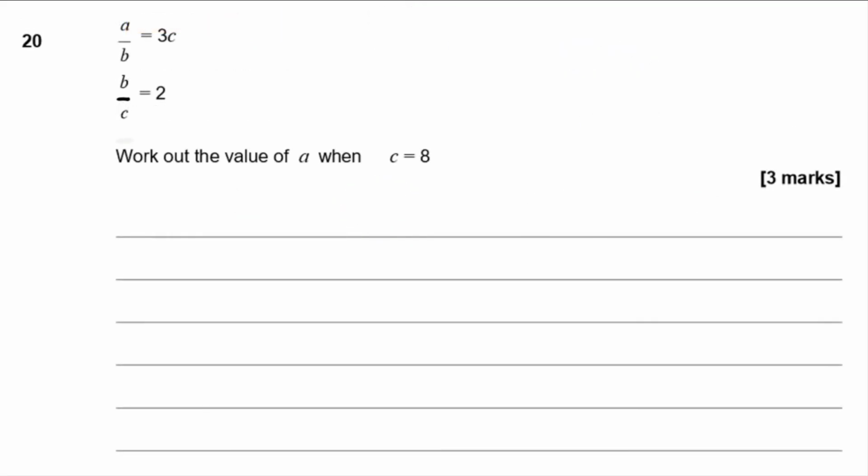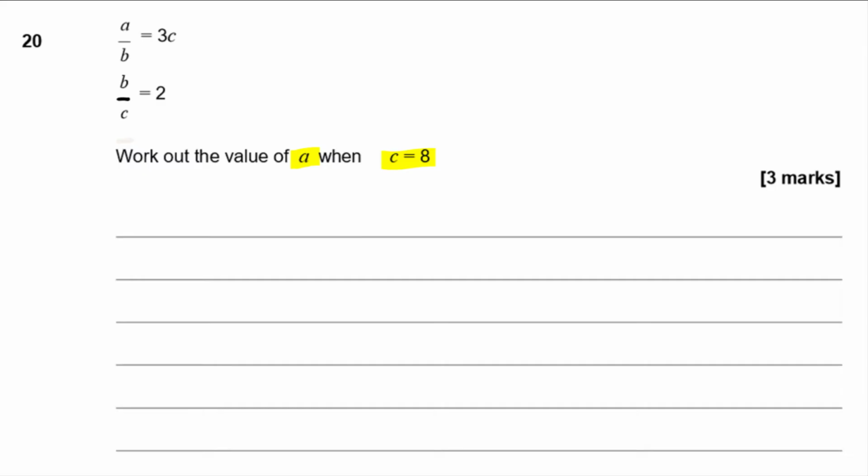Question 20. A over b is 3c and b over c is equal to 2. Work out the value of a when c is equal to 8. Okay. So we've got simultaneous equations here, haven't we, in a, b and c. What we're going to have to do, if you notice, I want to find the value of a when c is equal to 8. So really what I want to try and do is combine these two equations together, and so eliminate b. Okay?